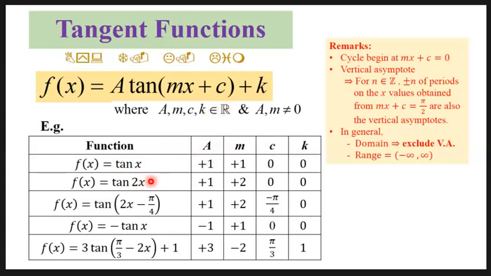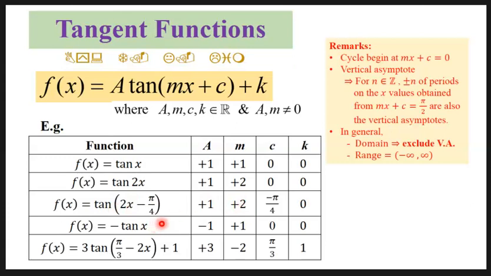For the second case, we can see that c and k are once again 0. The coefficient of the function tangent is 1 also, and the coefficient of x is 2. The third one is tan(2x − π/4). This time we have the constant c appearing as negative π/4. Still, the coefficient of the tangent is positive 1, and the coefficient of x is positive 2.